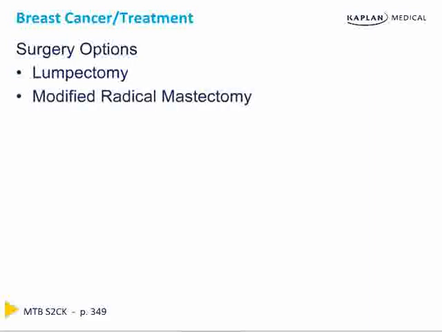The modified radical mastectomy is a little bit more radical. It involves removal of all the breast tissue as well as lymph nodes under the arm. The radical mastectomy is the most radical surgery, and it involves removal of all the breast tissue as well as the skin above the breast tissue and the muscles beneath the breast tissue, the pectoralis muscles. Also, in a radical mastectomy, all of the lymph nodes are removed.